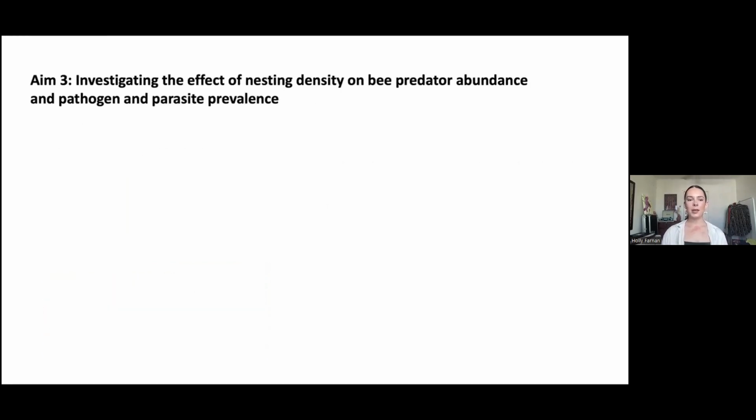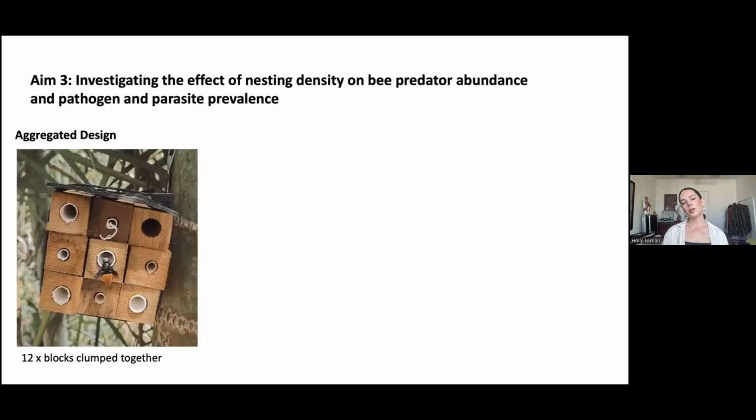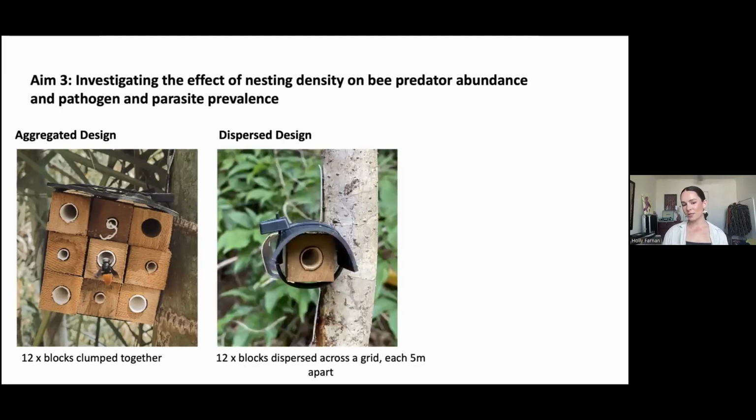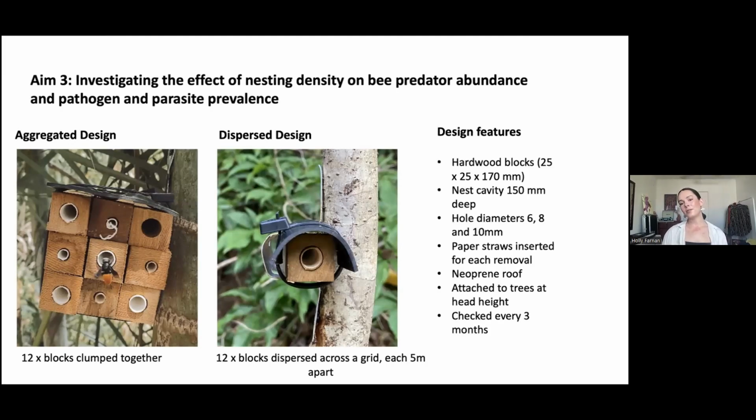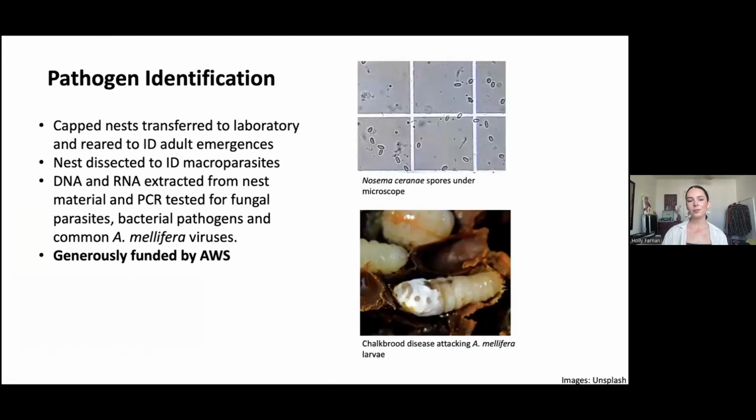So I'll be conducting an experiment in the field to test this, and I'll be using two designs of bee hotel. I'll have an aggregated design, which will be 12 blocks clumped together. I know that's only 9 in the picture, but I will use 12. And then a dispersed design, which will be the same type of blocks, but they'll be dispersed across a grid, each 5 meters apart and attached to individual trees. And these are some of the design features, and they'll be checked every 3 months.